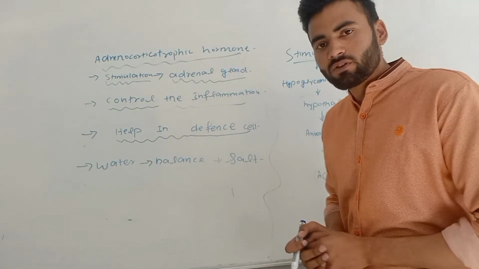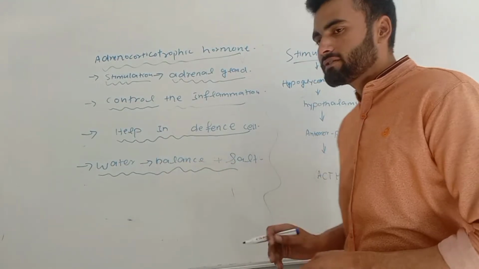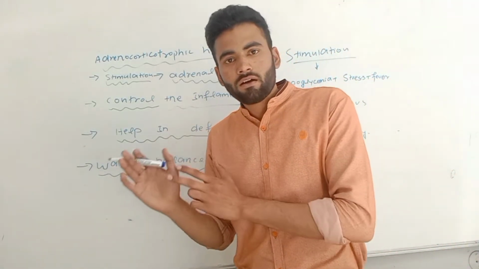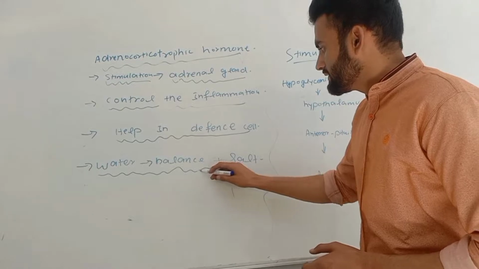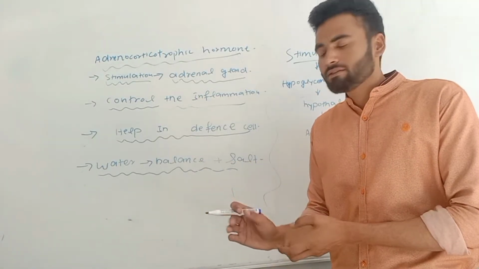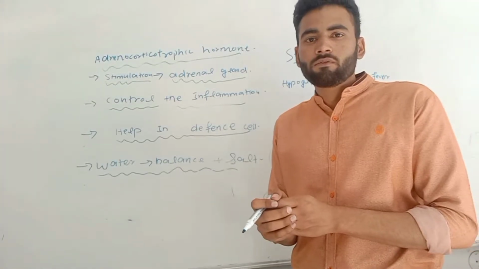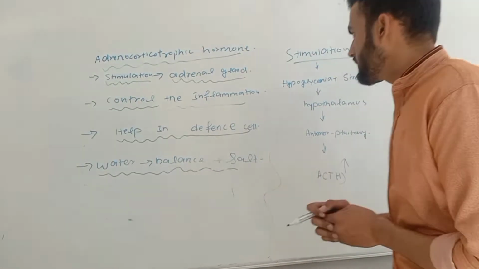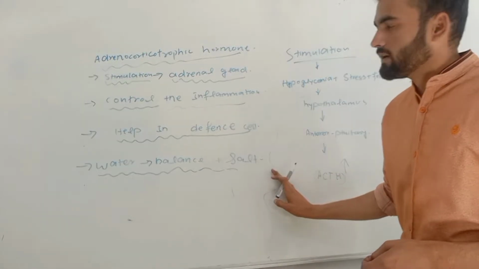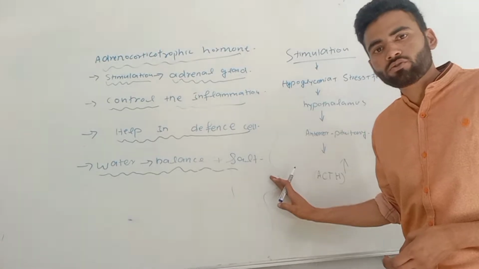And their last function is water balance. They are also going to maintain the balance between the water and the salts inside our body. That is very necessary for living persons. The balance between the water and salts is very necessary for working normally. Okay, so this is about the functions of the adrenocorticotropic hormone that is released by the anterior pituitary.